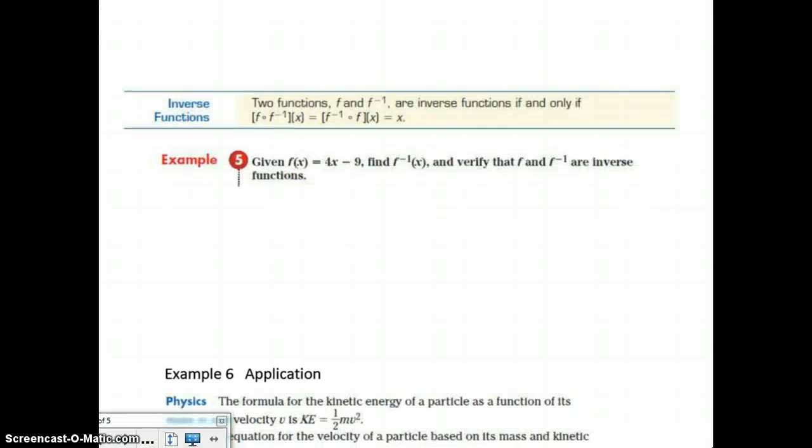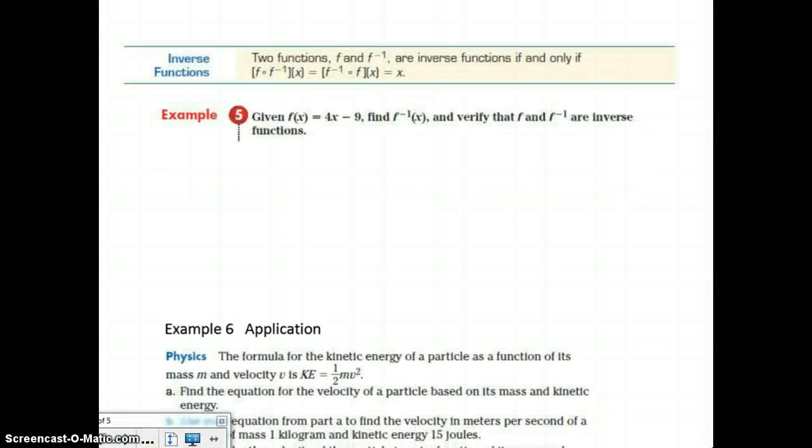All right, let's take a look at what the definition of inverse functions is, and that's where we're actually taking the composite, we're putting the inverse into the original function and the original function into the inverse, and we're seeing if they're equal or not. If they are equal to each other, then we know that they are actually inverse functions. If they're not equal to each other, or they're not equal to x, then they cannot be inverses.